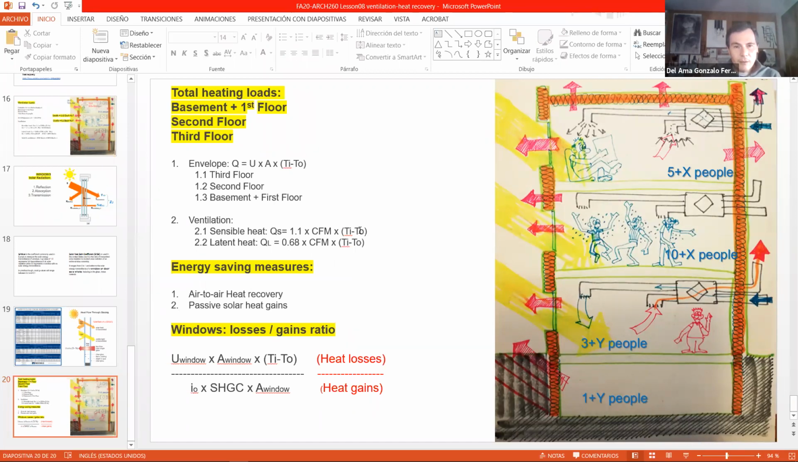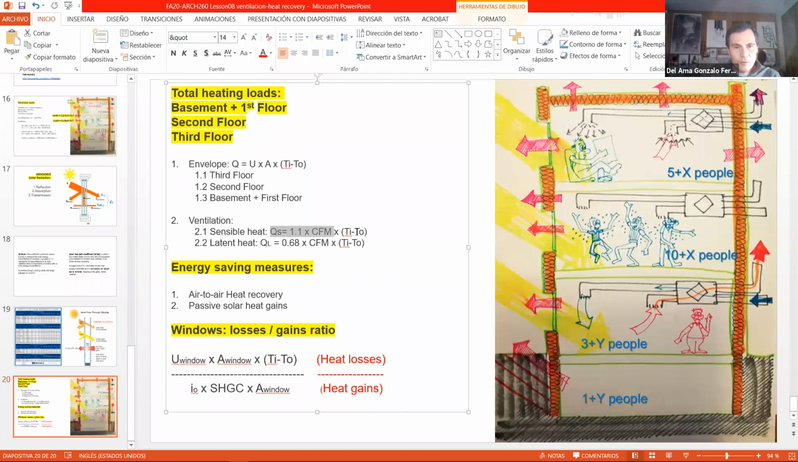And then the ventilation loads, well, this is the first time you're going to do this, and we have to do it 3 times: on the third floor, the second floor, and here. And on Wednesday, I will explain the energy saving measures.